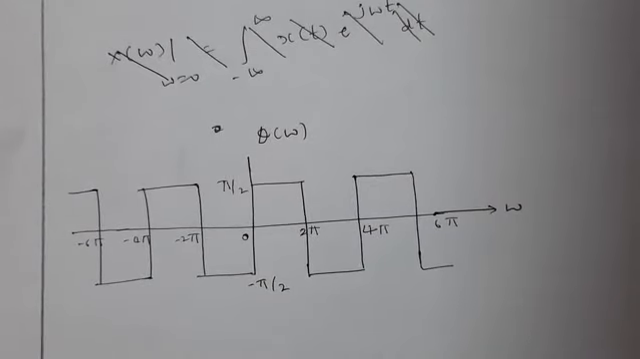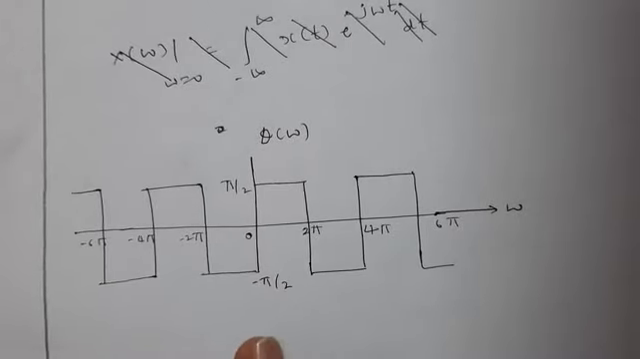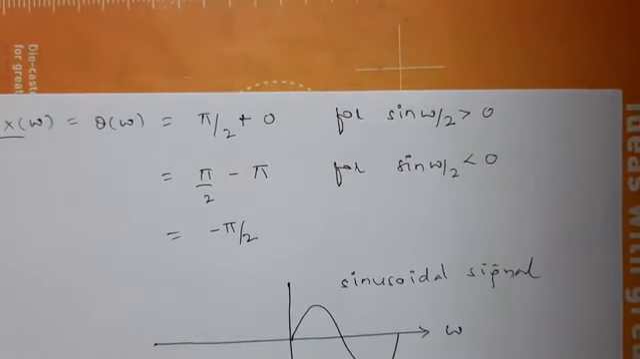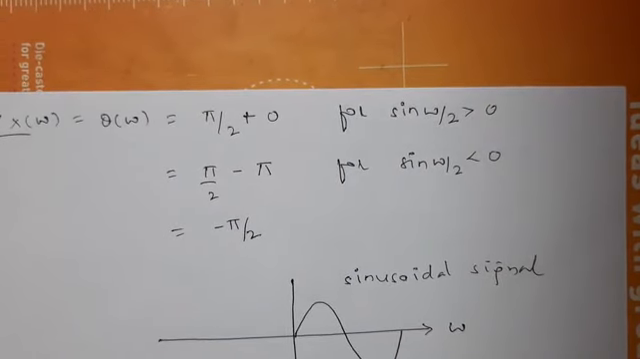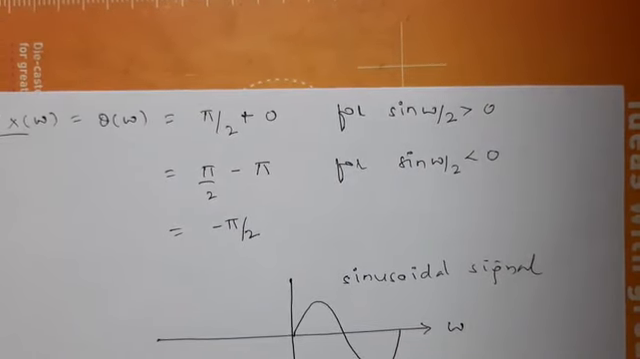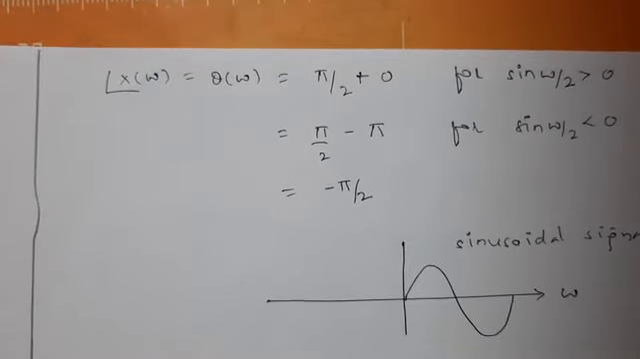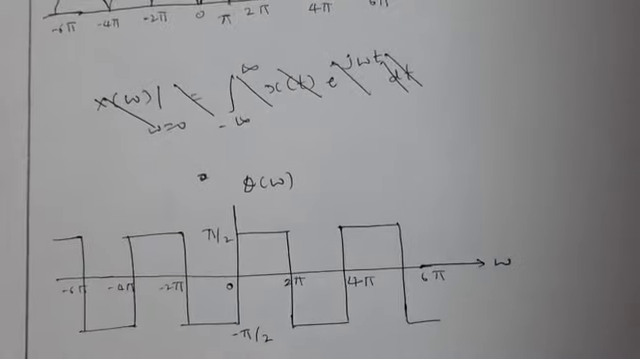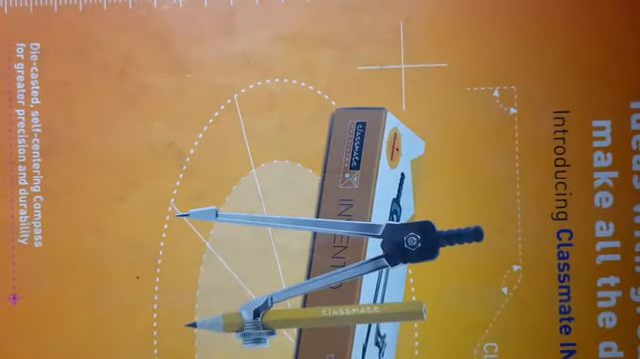Initially, whatever you take, sine of 0.5 omega, sine of omega by 2 greater than 0, the initial value is sine 0, and the contribution is 0. When you consider omega by 2 less than 0, towards the negative side, it will contribute minus pi radians. So this is the magnitude and phase plot of X of omega. We'll try to solve one more example.